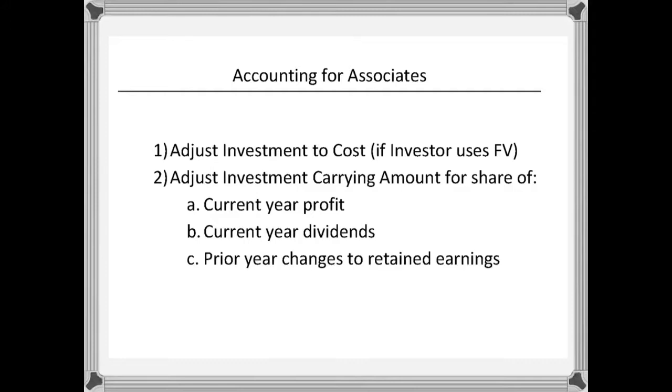The third thing that we need to deal with is any prior year changes to retained earnings. So retained earnings from the point of, let's just say acquisition, from the point of acquisition to the beginning of the year that we're dealing with. And then any other equity item changes that are relevant. So things like revaluation surplus. In the example that we'll see, there's a general reserve that gets adjusted. So any of these other equity items we need to make adjustments for.